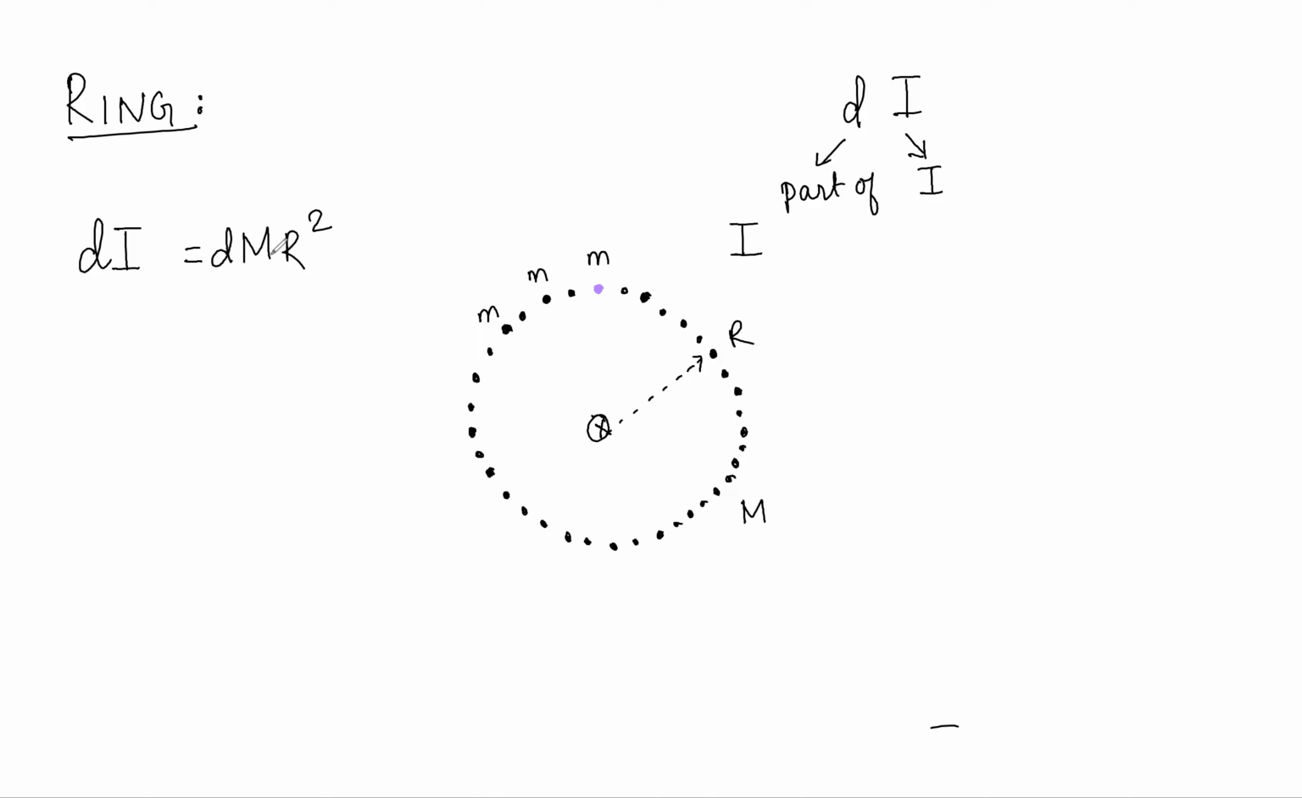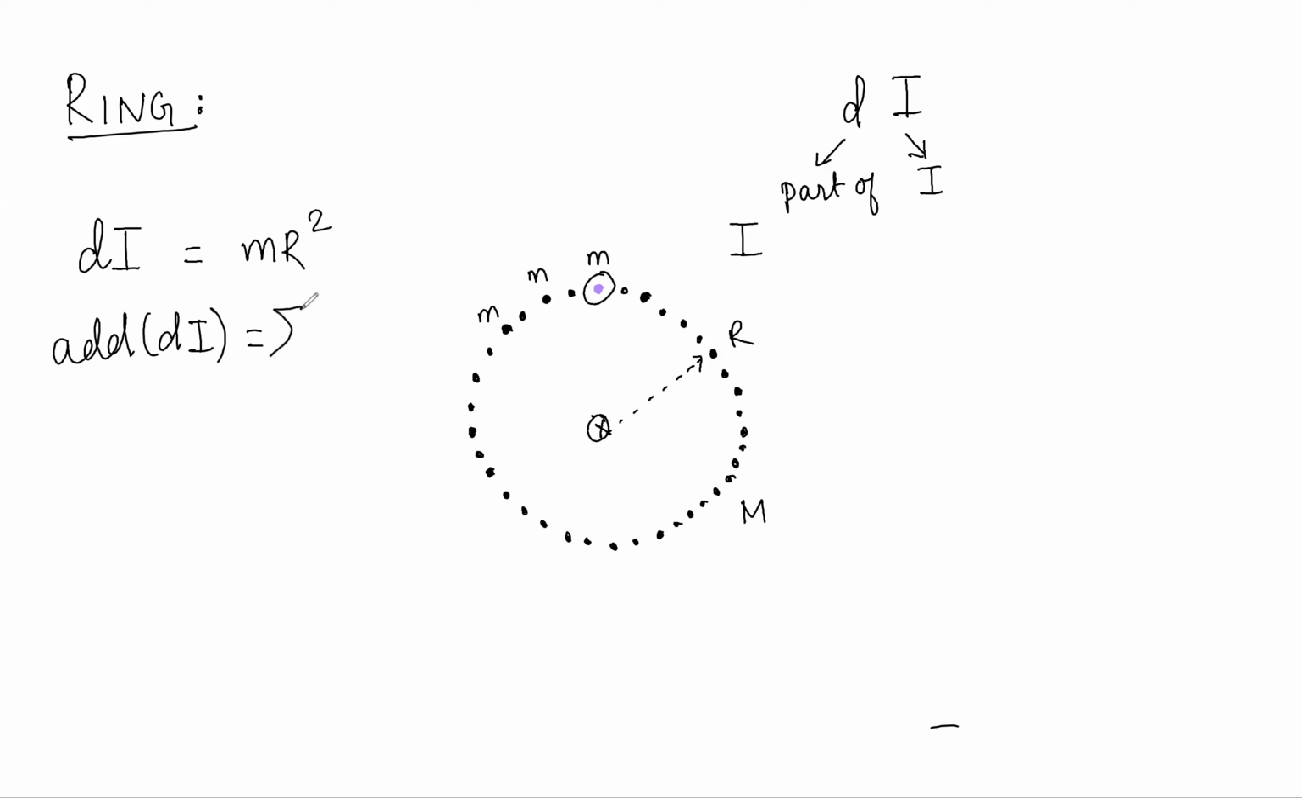Did you understand? This is what we did in the last class, and from here we did an integration. In today's class, what I want to do is avoid that integration. I explained to you what integration is, and I want to avoid it and still solve and find out. So I'll say that dI is the moment of inertia of a single dot. If I add up all the moments of inertia of all the dots, then I'll get the moment of inertia of the ring.